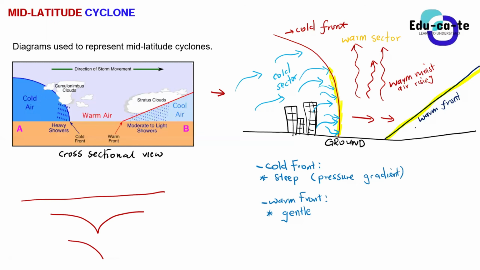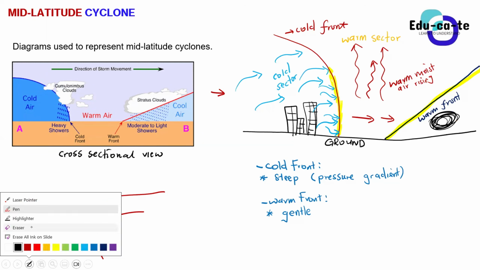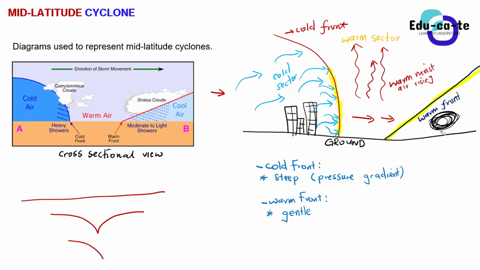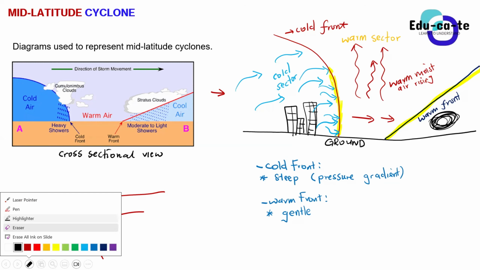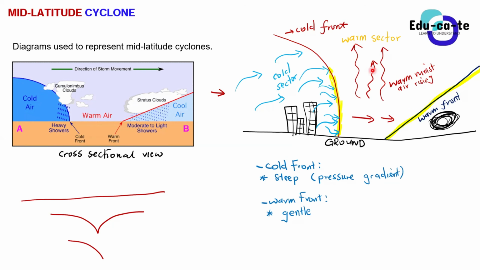Here, the air that we find in this region, do you think it's cold or warm? It's cold, guys. We only have warm air behind the warm front, like at the back. Behind means at the back. So do you see this region that I'm highlighting? It is the warm sector.